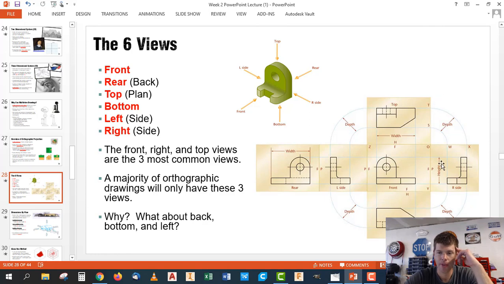So the reason is that these things become repetitive. If you look at the left view and the right view, they're pretty similar, right? They really don't provide any extra information. Same thing with the back view and the front view. They're nearly identical, as are the top and bottom views. So it's not that it's wrong to put these other 3 views on there. It's just most of the time we trim them out because we've decided we really don't have to have them to fully describe the object, okay?